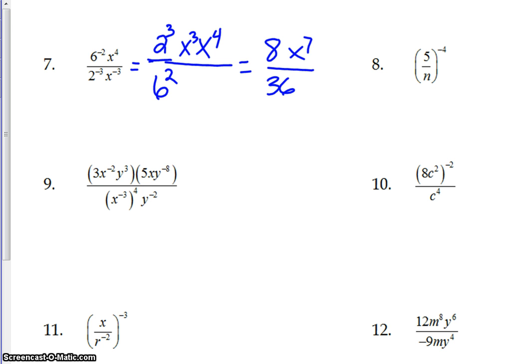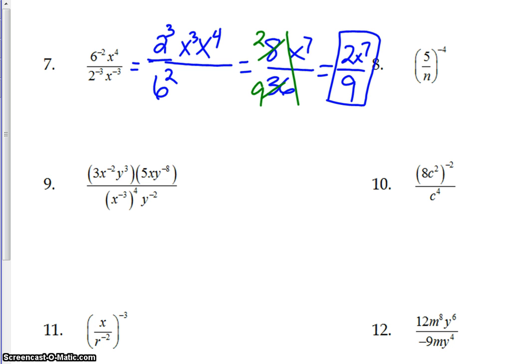Now this 8 and the 36 can be reduced further. I can divide both the numerator and denominator by 4. And so now my final answer becomes 2x to the 7th over 9. And that is my final answer there.